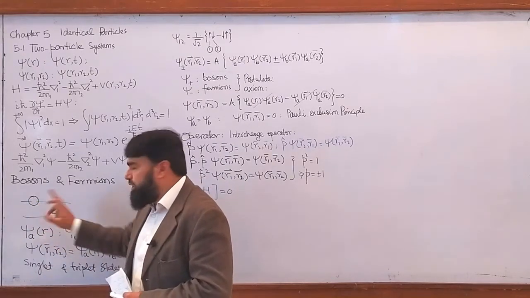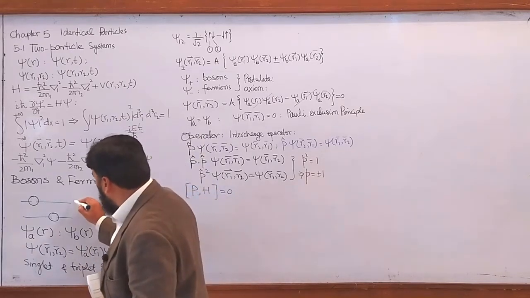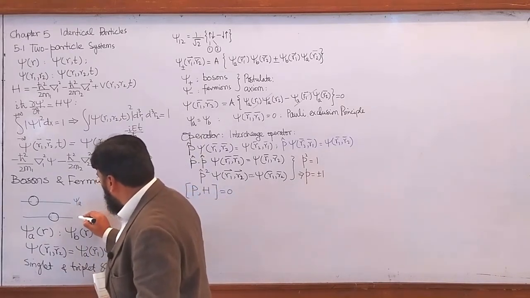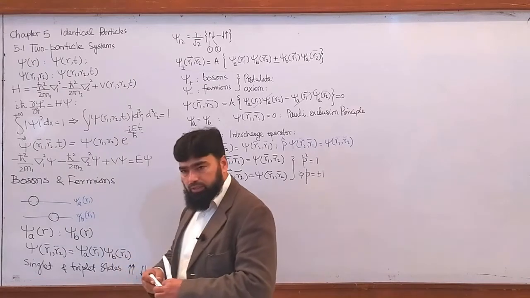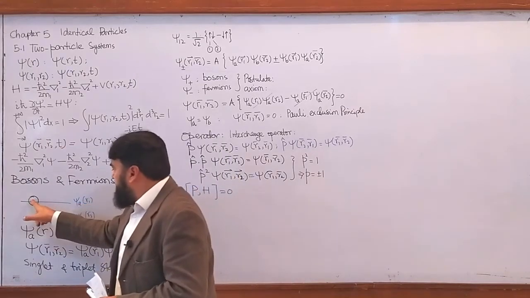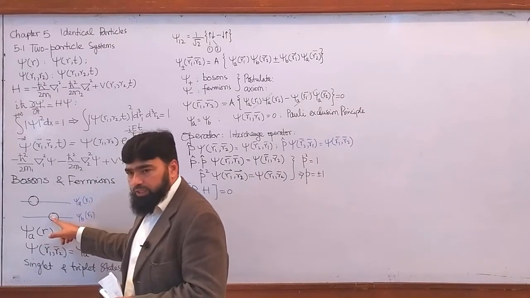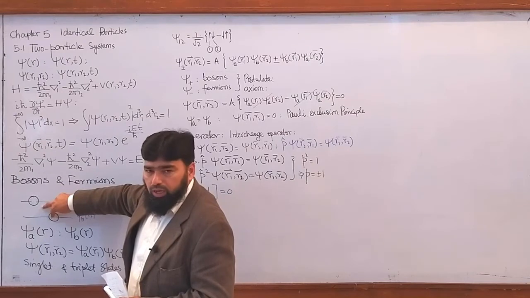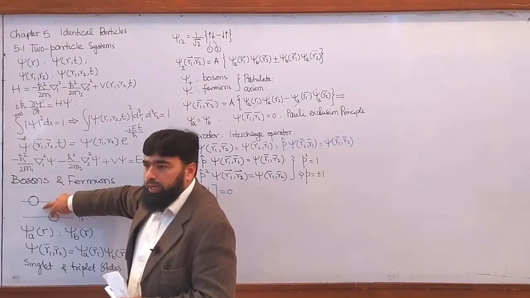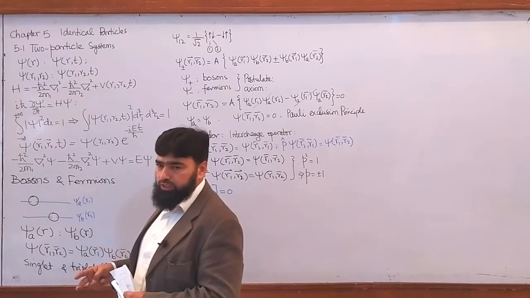If these are distinguishable particles, this is your psi A state, this is your psi B state. This is R1, this is R2. Clear? If these are distinguishable particles and you interchange them, now you know that the particles are not exactly in the same states.